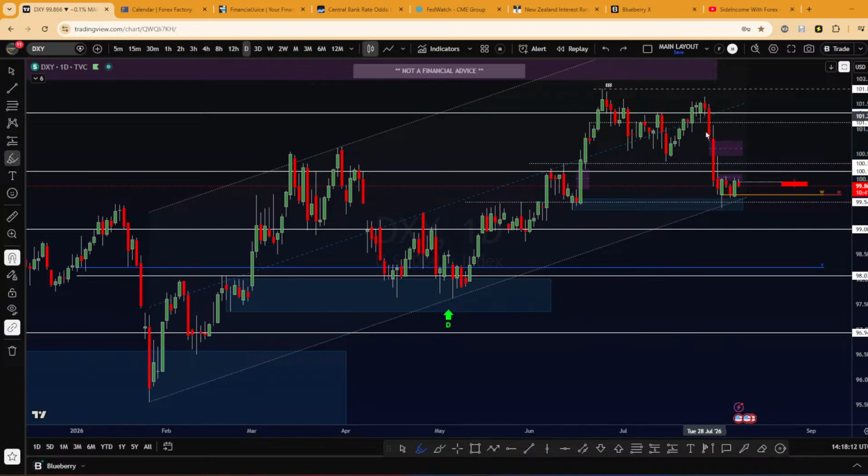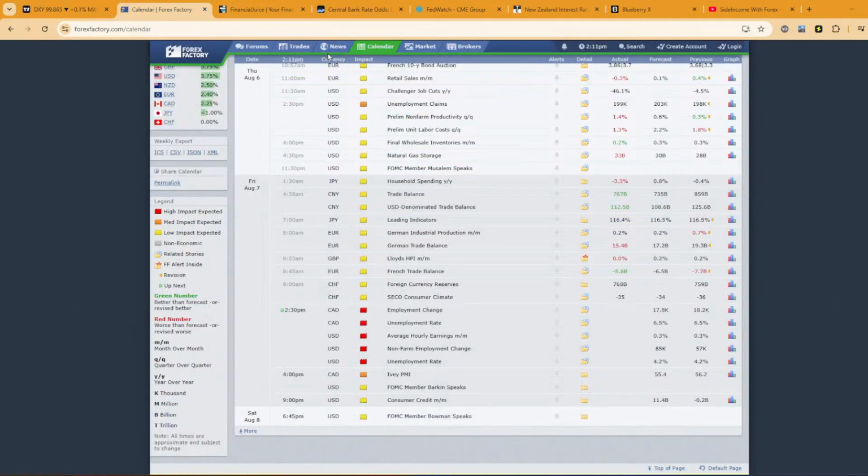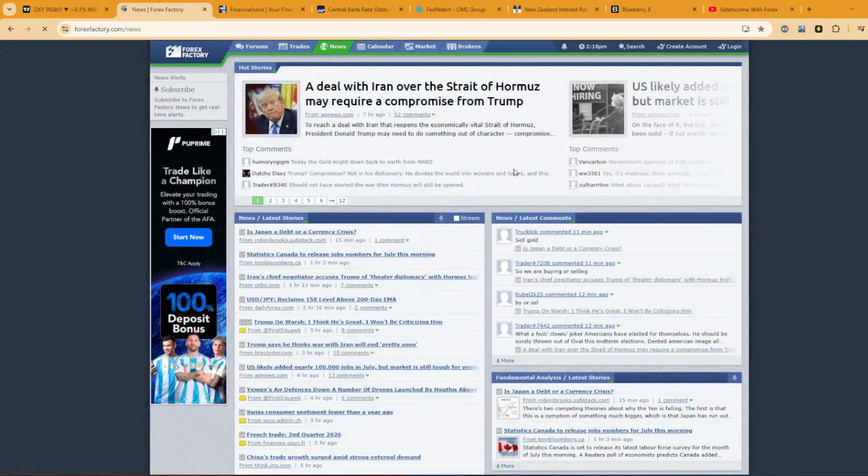Okay, but we don't forget the context. The context is we still have this situation in the Middle East. Yes, we still have the situation with the Strait of Hormuz. I don't want to talk anymore like that, you already know the context. Deal or not a deal is just a yo-yo of back and forth headlines. It is very painful, but it is the context.